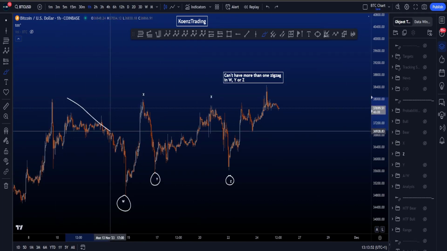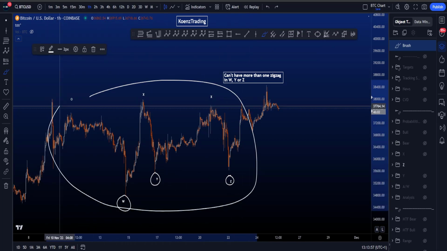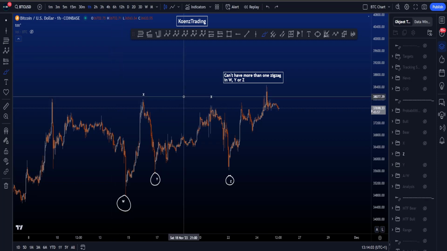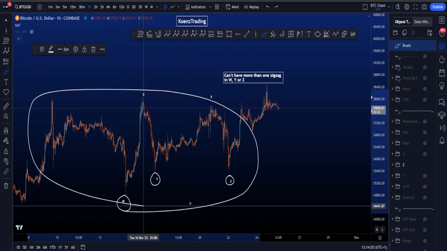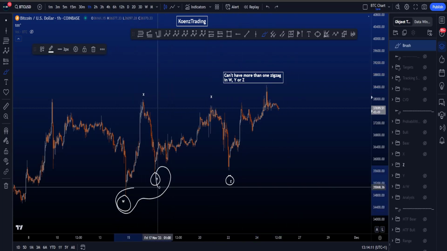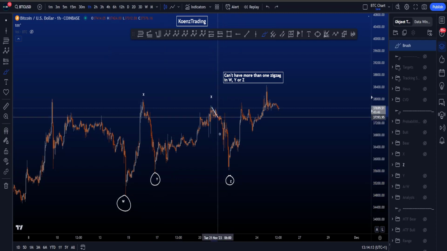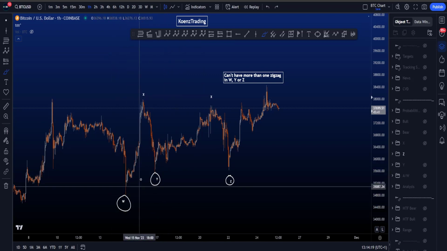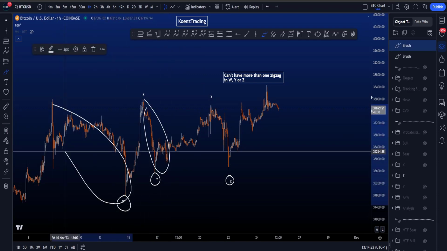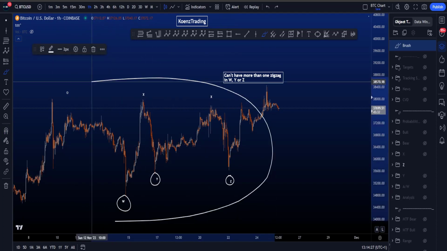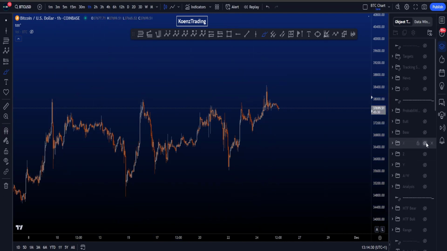Now a WXY-XZ corrective structure in general is a very rare corrective structure and therefore never has the highest probabilities unless all of the other scenarios are going to be invalidated and this one remains. But the main problem of this scenario in this range over here is that you're only allowed to have one zigzag in wave W, Y, or wave Z. So if wave Z is then counted as a zigzag ABC to the downside, wave Y and W are not allowed to be a zigzag. But as you can see, wave Y and wave W look like a zigzag structure as well, which invalidates this scenario, while in general a WXY-XZ, as mentioned, is incredibly rare.